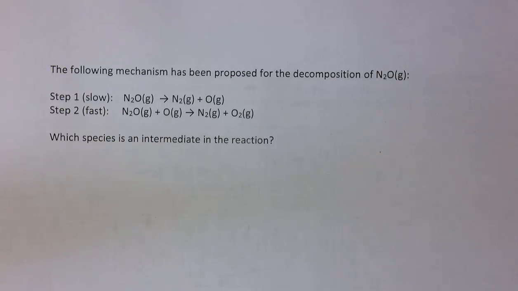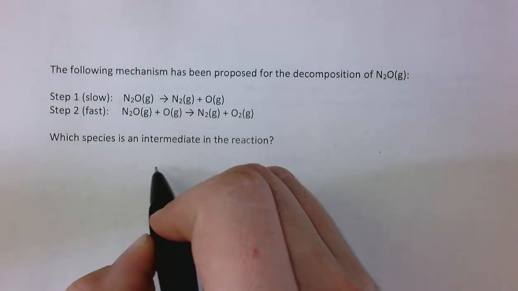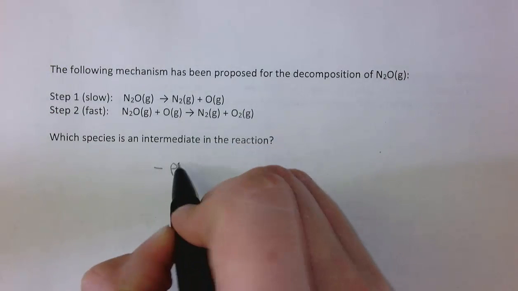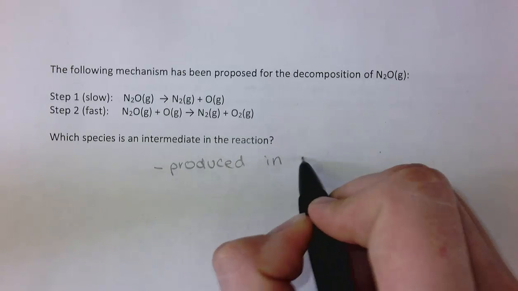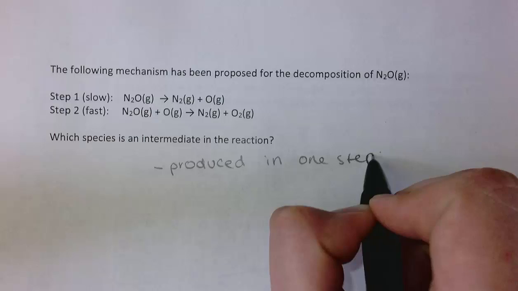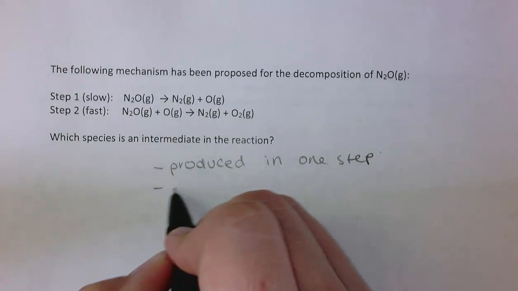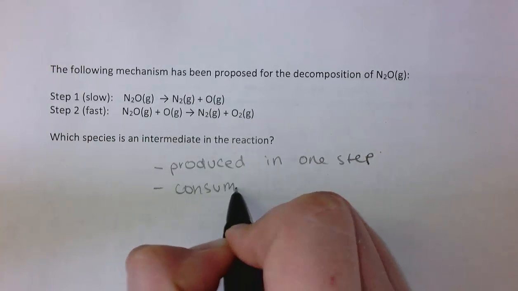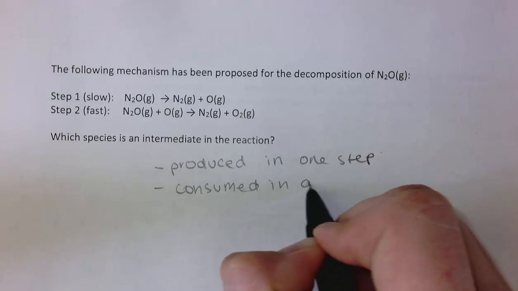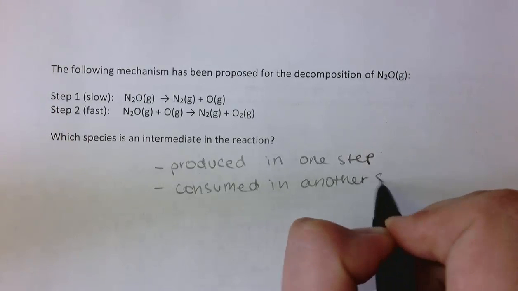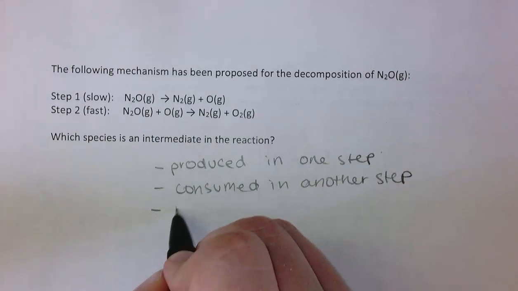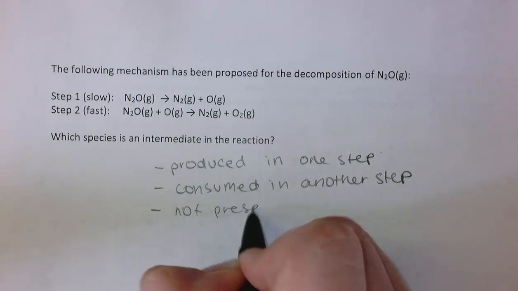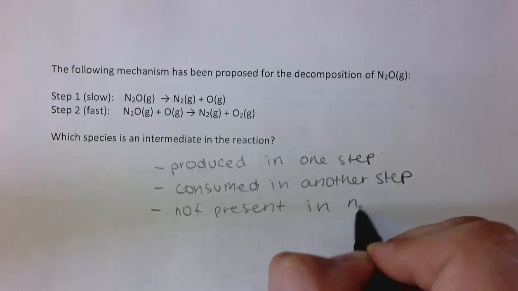So I'm going to go over briefly what it means to be an intermediate in a reaction. So an intermediate is produced in one step of a mechanism, but then it's consumed in another step. So overall, what it really means is that this intermediate is not present in our net reaction.